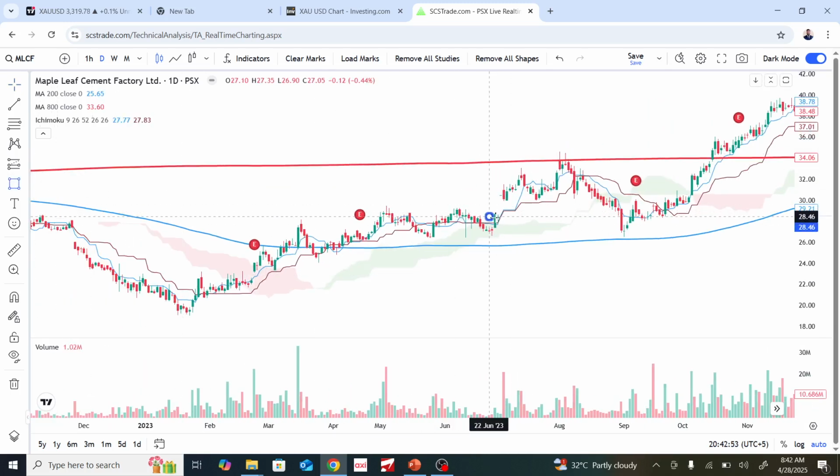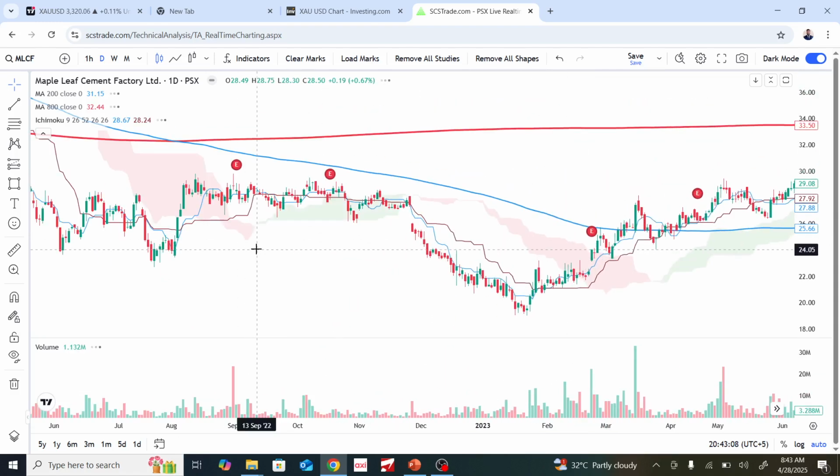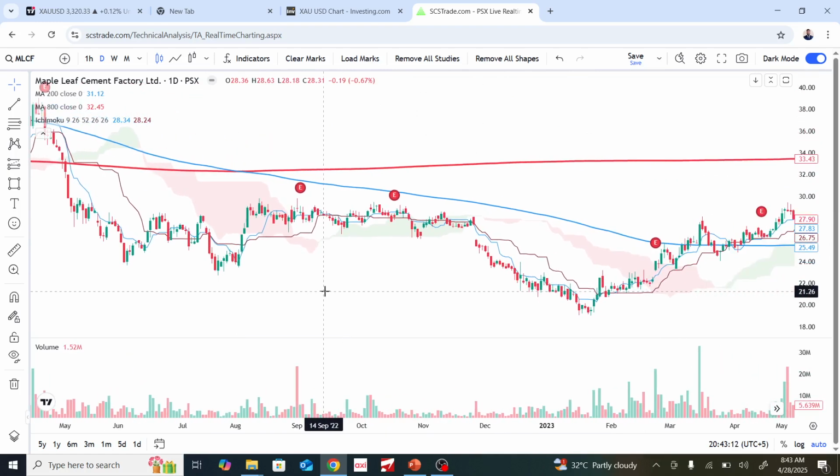This is also a buy point, but the red line should be below that. Now the red line, the 800 moving average, is above that. We should not have this red line above if we are going to buy. Now the red line is above, and the blue line, the 200 moving average, is above.